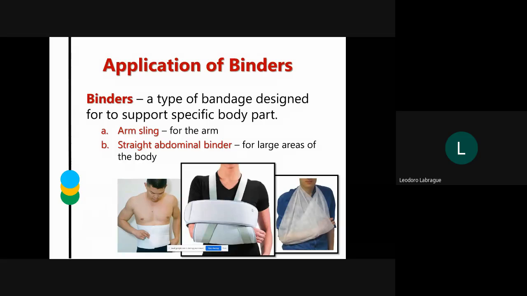We also have another type of binder, which is called as arm sling. If you have a fracture of your arms, okay, maybe because of accident or injury, to immobilize or support your arm, the nurse might perform arm sling application. Okay? Don't you worry, arm sling application, straight abdominal binder application, it will be demonstrated to you by your teachers in the lab. Again, the purpose of the binders is to immobilize and support the part.